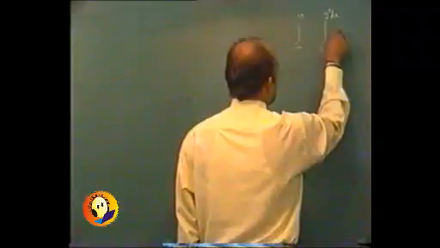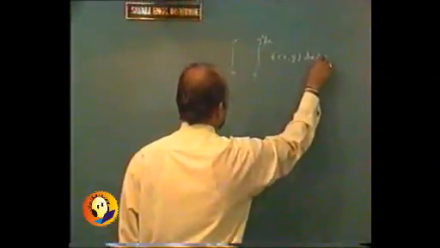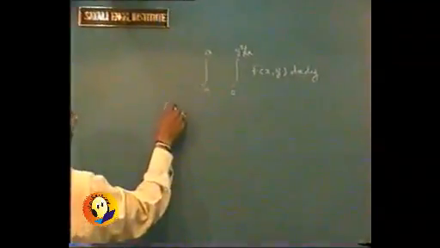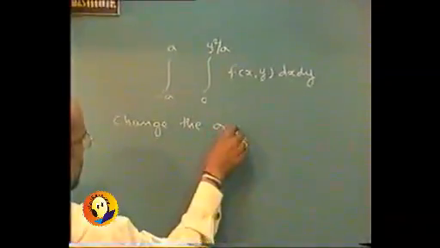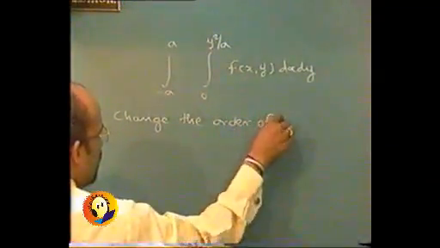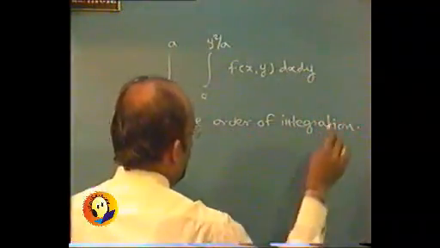Let us consider the first problem. It is the integral from minus a to a, integral 0 to y square upon a, some function f of x comma y, dx dy. And the problem says: change the order of integration.